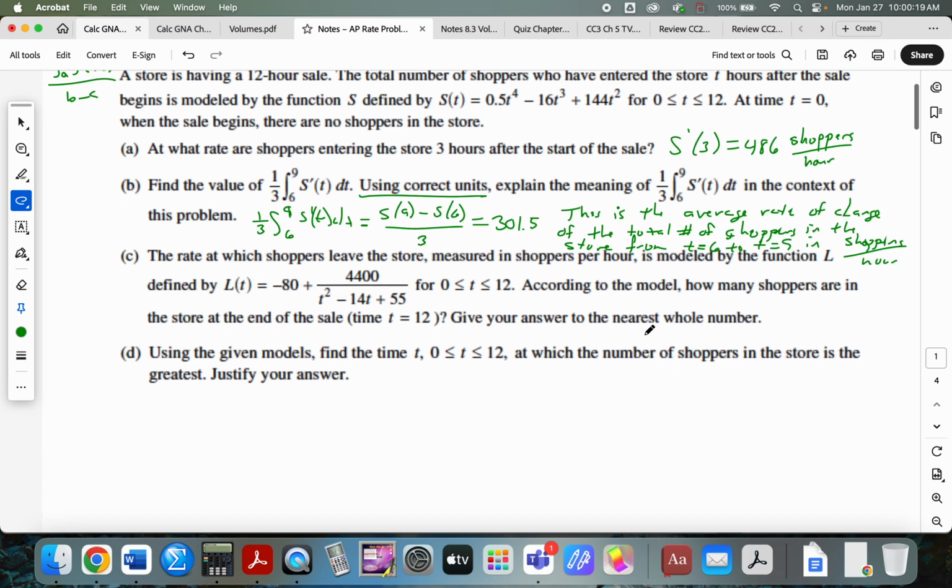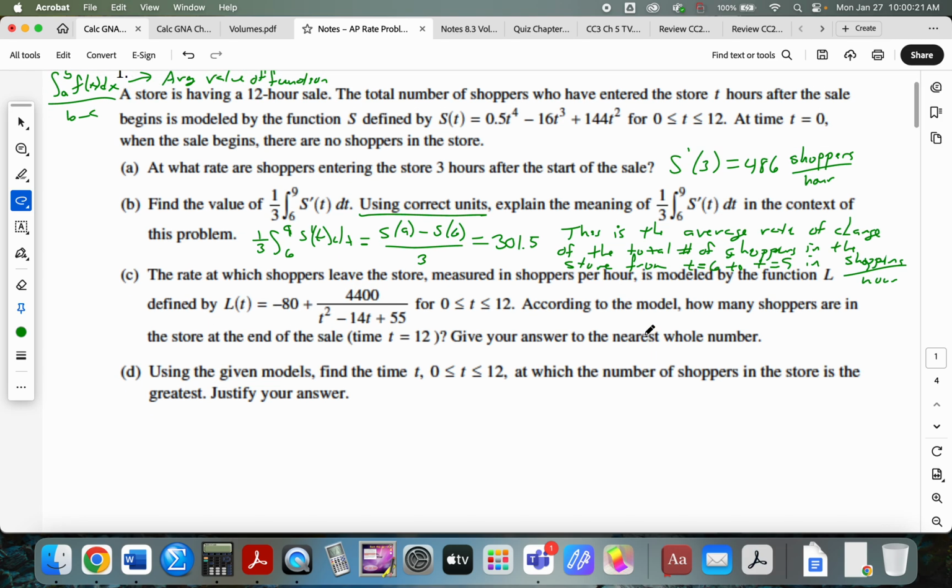And here's where we get into the second rate. The rate at which shoppers leave the store, measured in shoppers per hour, is measured by the function L, defined by L of t is equal to this horrible looking function between 0 and 12. According to the model, how many shoppers are in the store at the end of the sale, that is time t equals 12?